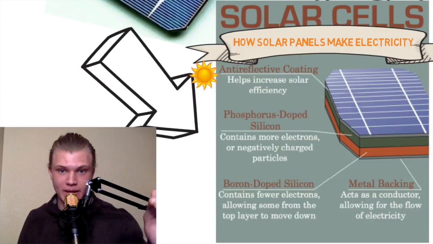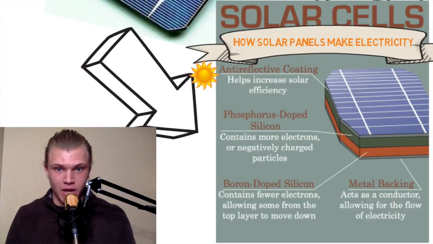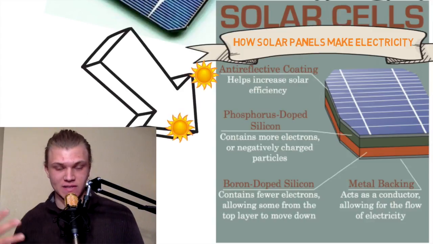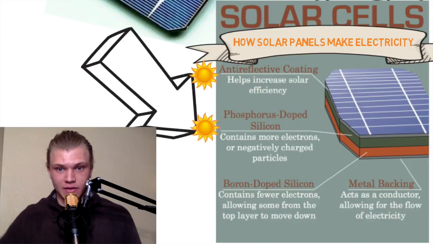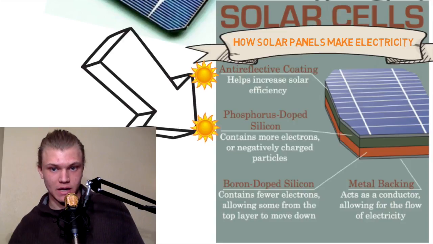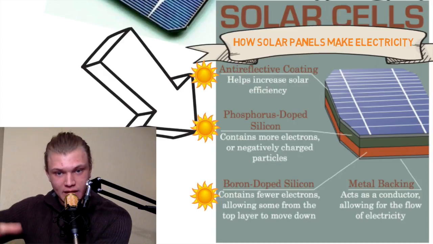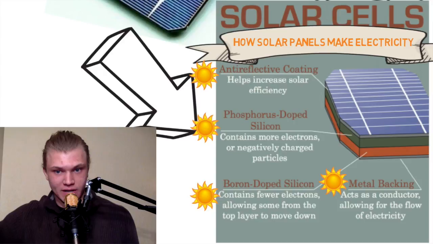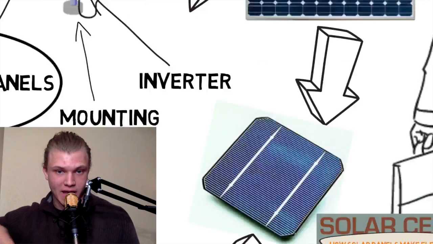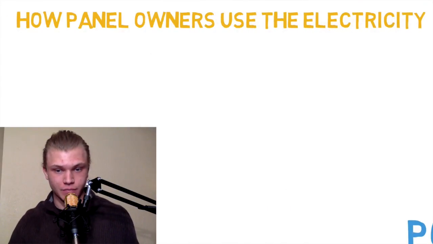So the first thing that they're made out of is the glass coating, that actually increases the light like a magnifying glass. The next thing is the phosphorus-doped silicon, and that has the electrons in it that get excited when it gets the light, and that excitement of the electrons is what creates electricity. And of course the metal in the back is for consistency and conducting.